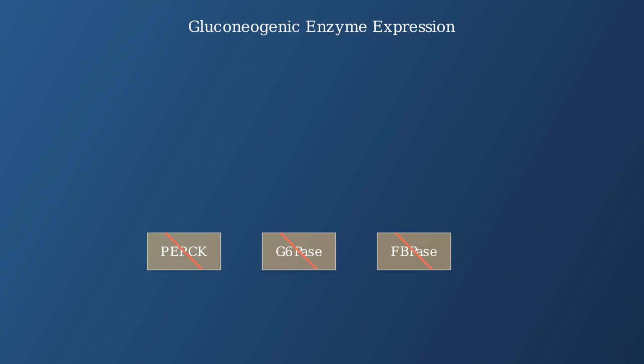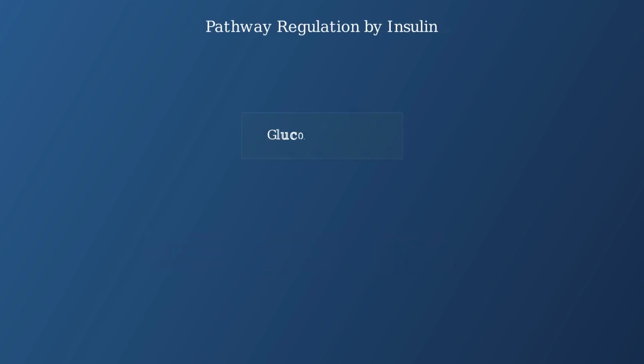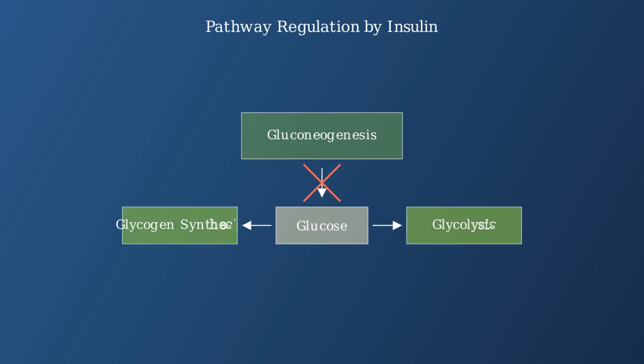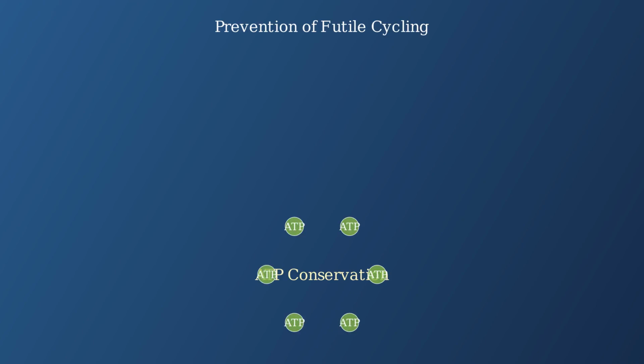Activated AKT phosphorylates FOXO1, preventing it from entering the nucleus. This inhibits the expression of key gluconeogenic enzymes like phosphoenolpyruvate carboxykinase and glucose 6-phosphatase, G6Pase. While insulin inhibits gluconeogenesis, it simultaneously promotes glucose utilization through glycolysis and storage as glycogen. This coordinated regulation prevents futile cycling between gluconeogenesis and glycolysis, which would waste ATP. By inhibiting one pathway while activating the other, insulin ensures efficient energy utilization in the fed state.